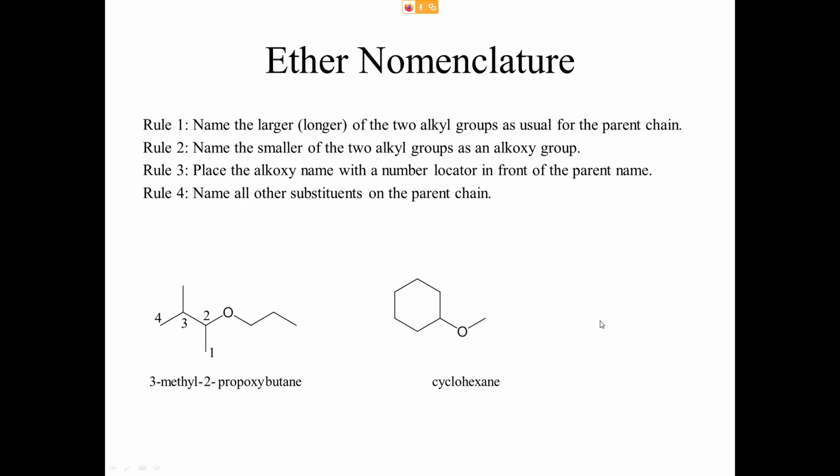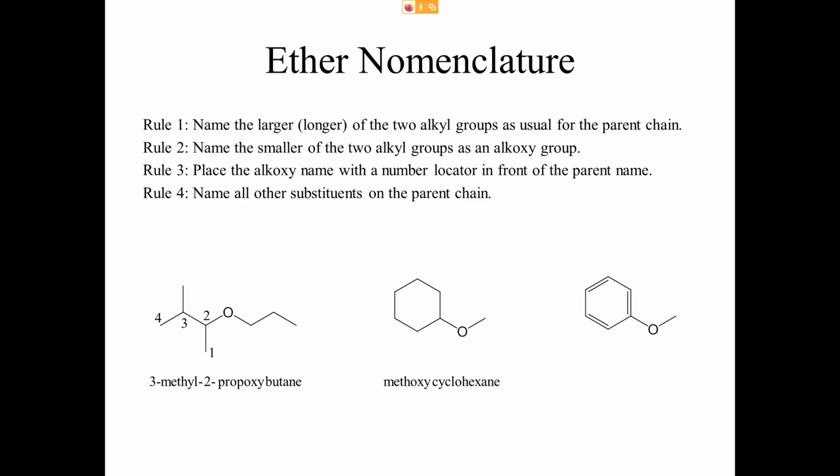And where is it? At 1. Do I need the 1? No. Why not? Because it could be on any other carbon. So no matter where this thing was attached on the ring, it would be number 1 because it's the only thing. I'd give it the lowest number possible. I can start anywhere at number 1 on a ring. So I'm going to give it number 1. This 1 is unnecessary.